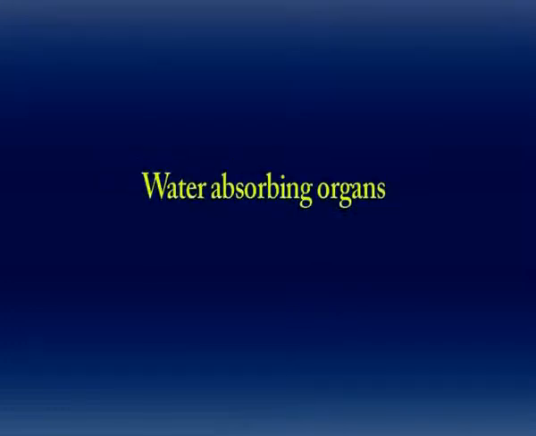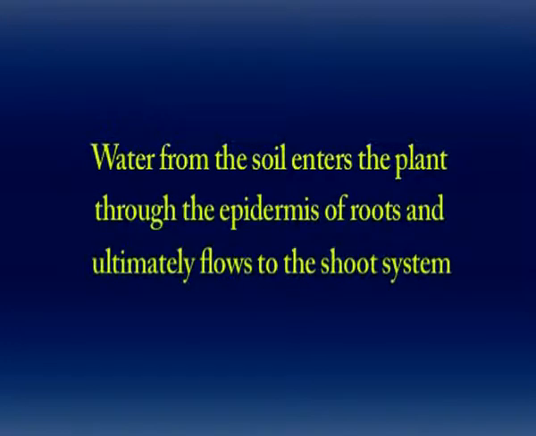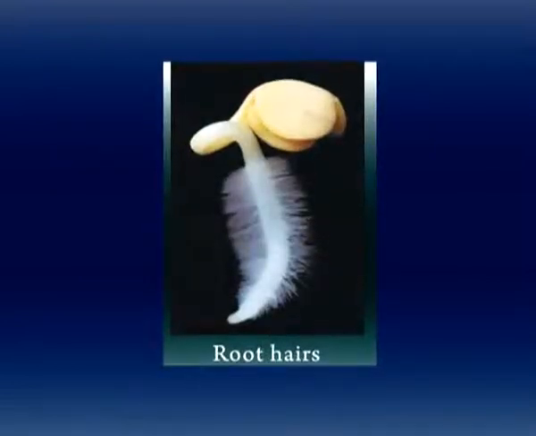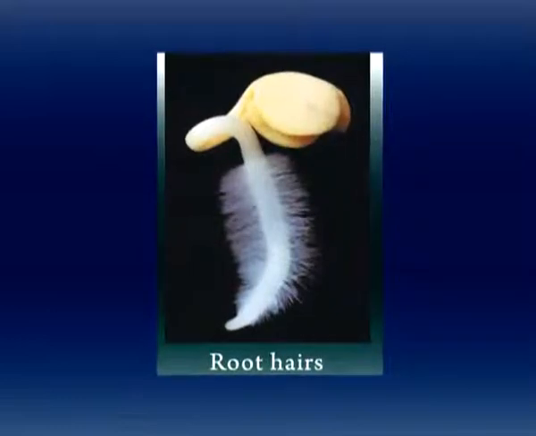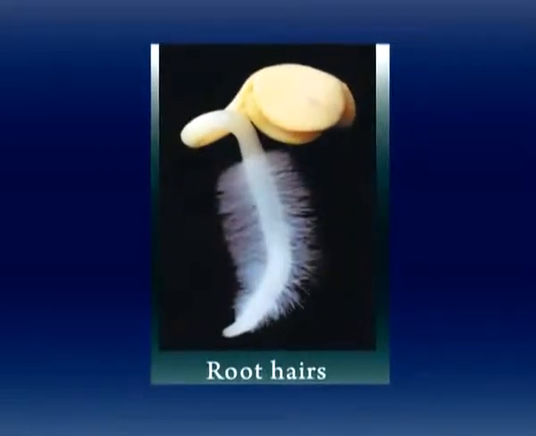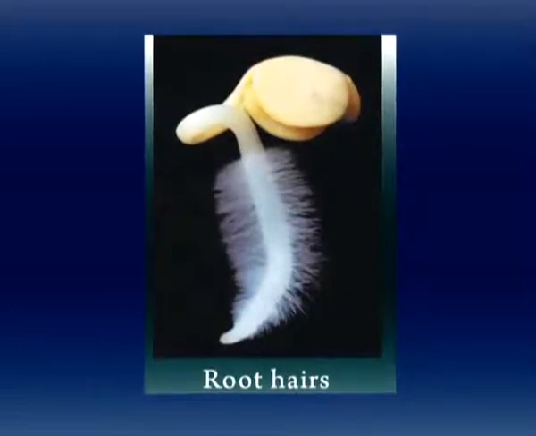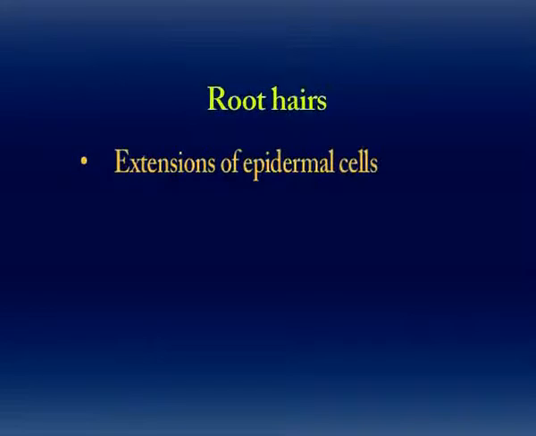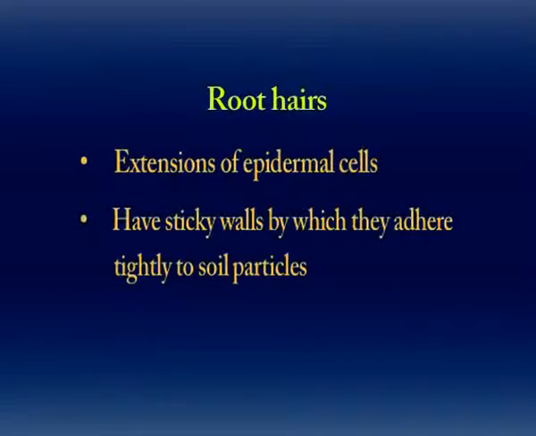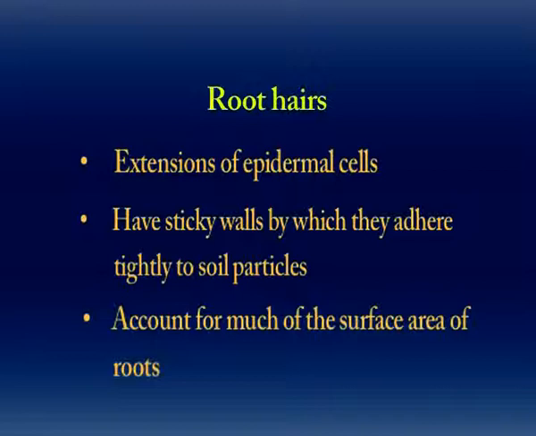Now, water absorbing organs. Water from the soil enters the plant through the epidermis of the root and ultimately flows to the shoot system. This is the image of root hairs. Much of the absorption of water occurs near root tips, where the epidermis is permeable to water and where root hairs are located. They are extensions of epidermal cells. They have sticky walls by which they adhere tightly to soil particles.